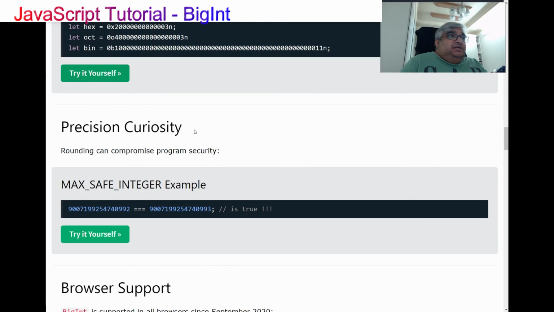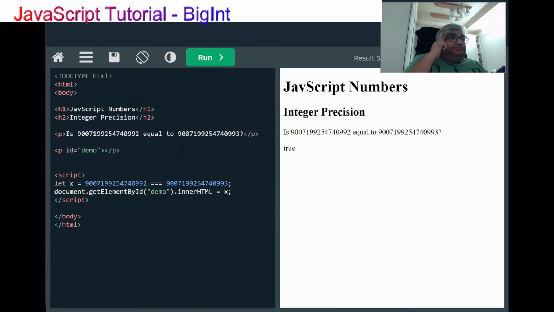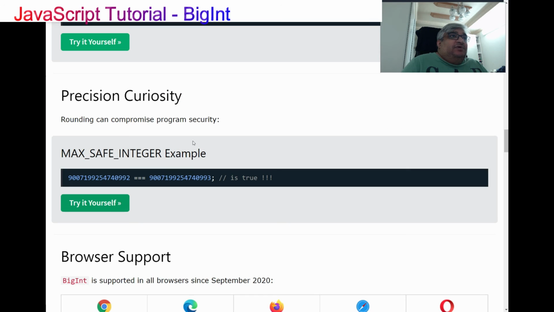Okay, precision, curiosity: rounding can compromise program security. So we have a max safe integer example. See here, we have this number and this number which are not the same, so it shows they are similar. So we have an integer precision problem here, right?